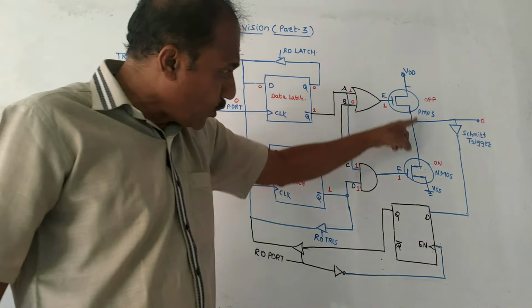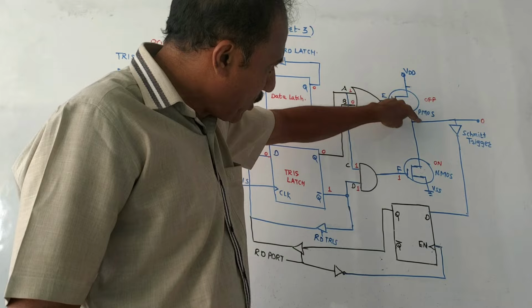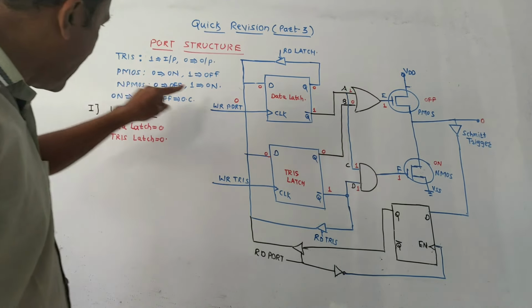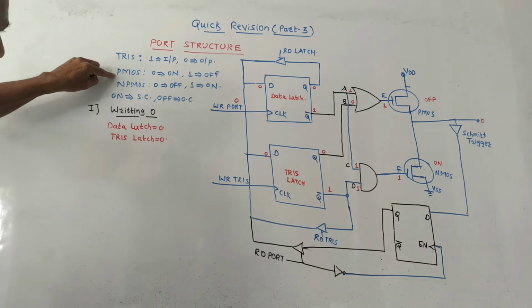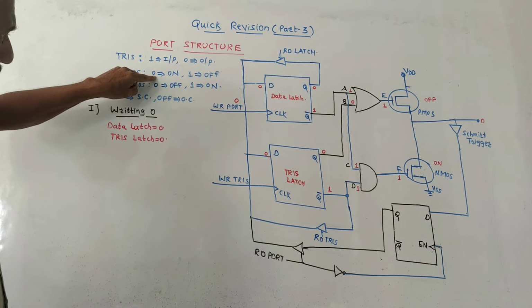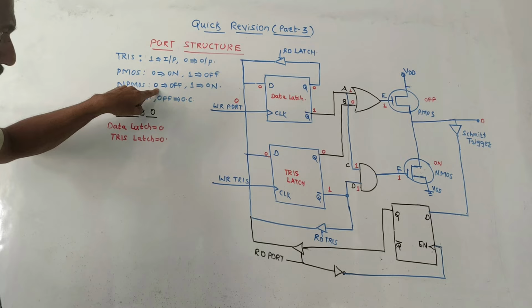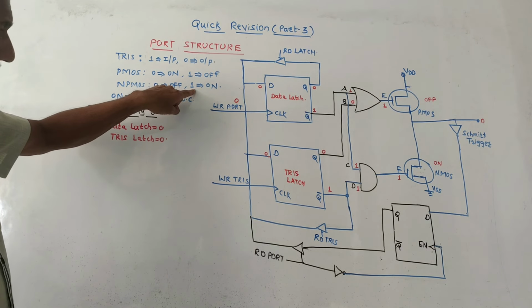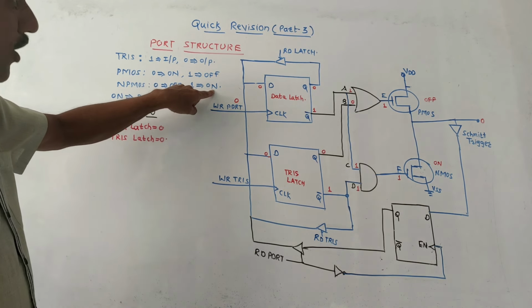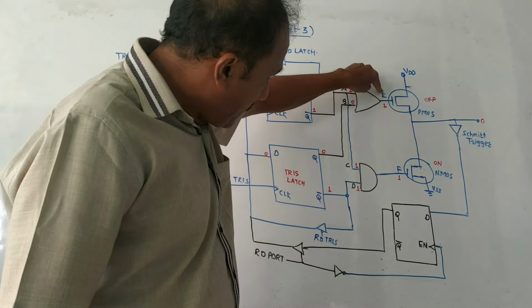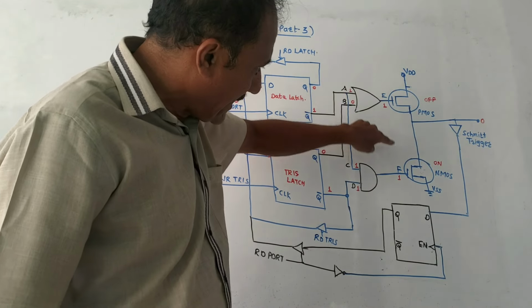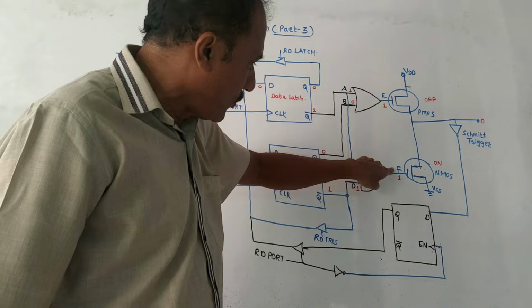Then we are using two MOSFETs in this diagram, P MOSFET and N MOSFET. उससे related conditions पे आप लोगों को याद रखना है. P MOSFET का इनपुट अगर 0 है तो ऑन है, इनपुट 1 है तो ऑफ है. N MOSFET के लिए इनपुट 0 है तो ऑफ है, and if input is 1, it is on. ये जो इनपुट है, input for P MOSFET is denoted by E, input for N MOSFET is denoted by F.